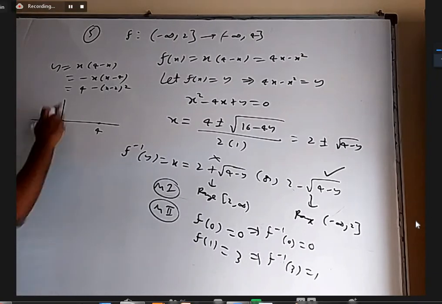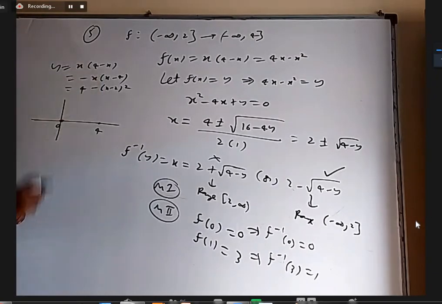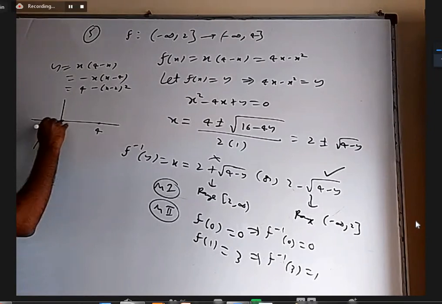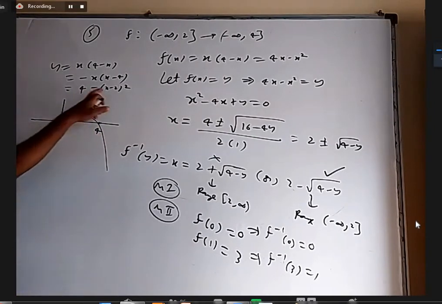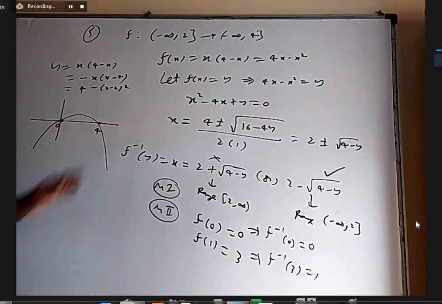So at 0 it is 0, and at 4 also it is 0. It is a parabola downward like this, passing through these two. You would have got the same graph from this also. Don't fully worry about this graph. Later on we'll study about how to draw quadratics and all.